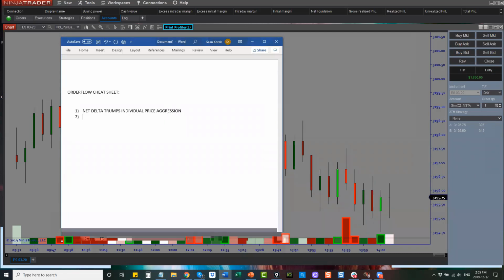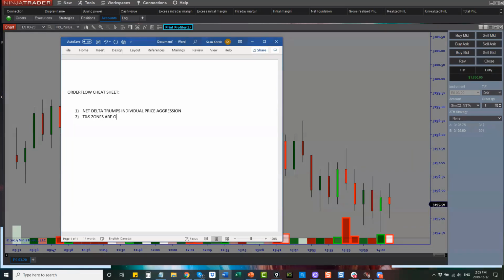Number 2, time and sales zones are only important at areas of interest. Trade signals are best at areas of interest. Trap Trader and TDL/TDS are best. Delta divergence is too fast.